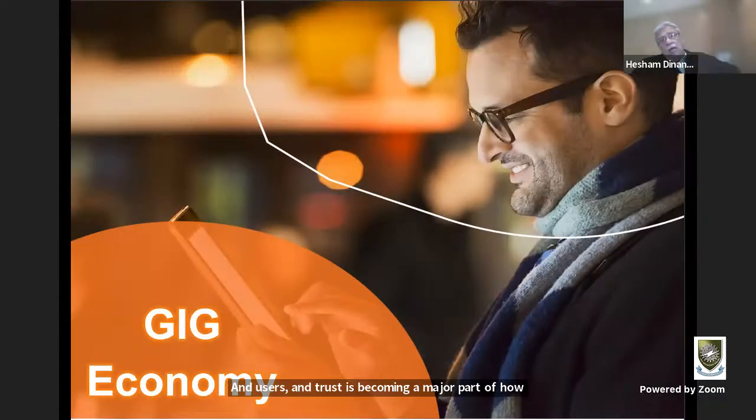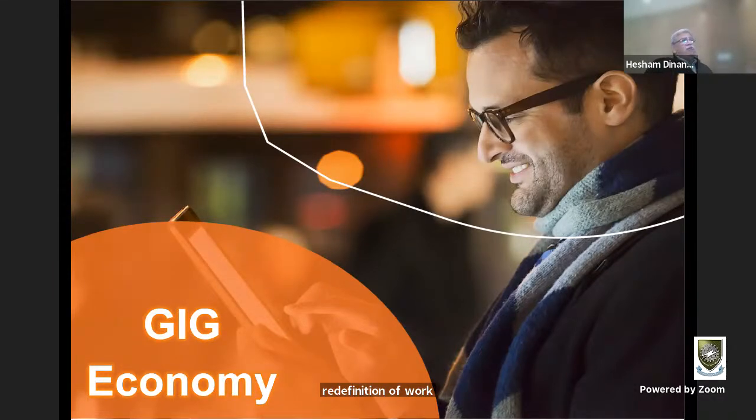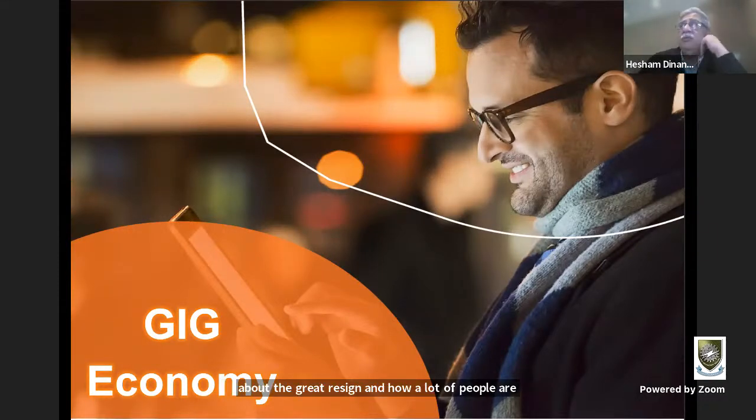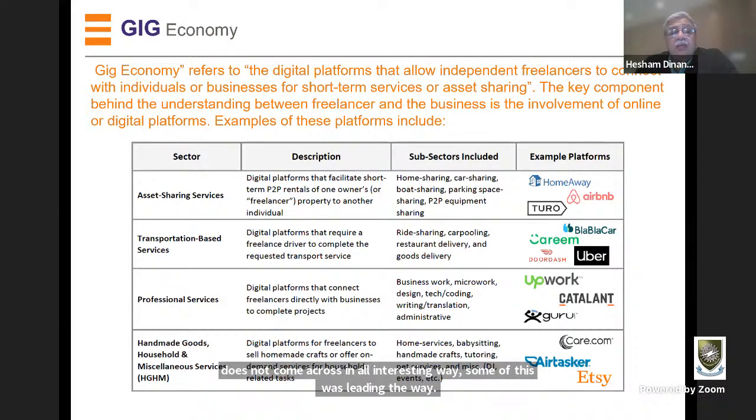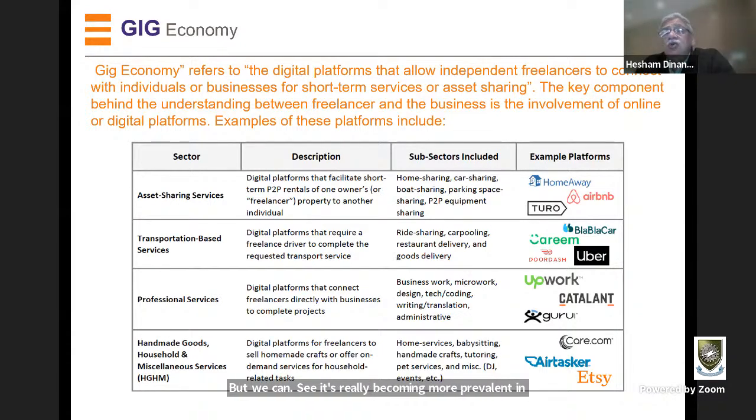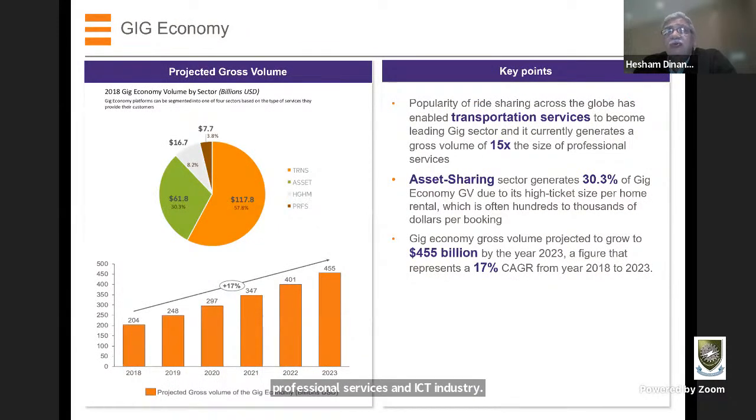So the gig economy, in my view, is where we start to see a redefinition of work. And maybe some of you have heard that term. A couple of months ago, they were talking in the US about the great resignation and how a lot of people are leaving their traditional jobs and looking to become more independent contractors. Of course, this does not come across in all industries the same way. Some industries are leading the way, but we can see it's really becoming more prevalent in professional services, in the ICT industry. So it is gaining a lot of ground, a lot of traction.